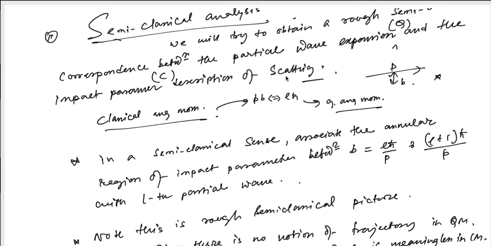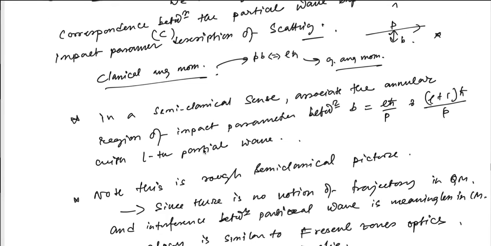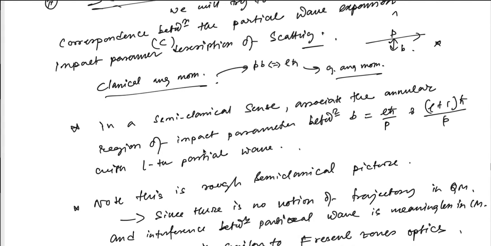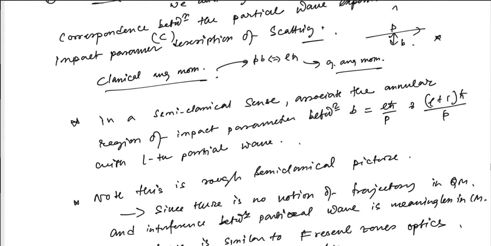Again, in a rough and semi-classical sense, we will associate the annular region of impact parameter, which is between L h bar by p and (L+1) h bar by p, with the Lth partial wave. Why it is right, why it makes sense, we will see in a moment. But also note that this is a rough semi-classical picture, so it may not be entirely accurate, but this way of thinking will be helpful to get the correct results.